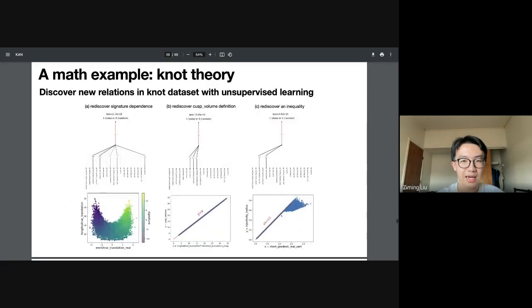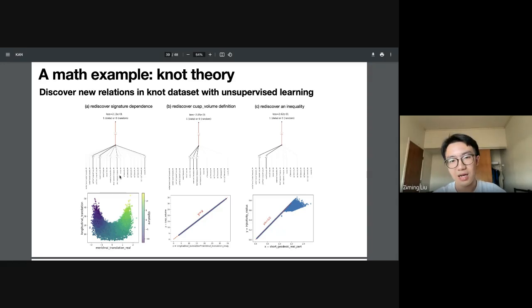One last thing about this math example I want to mention is that we can discover something beyond the DeepMind paper. They discovered this formula, but we also discovered the second and third formula from the dataset. But then my collaborator told me that this formula is actually known in the literature. It's a bit sad that we are not discovering some new mathematical equations, but still reassuring that we're discovering something correct, not totally nonsense.